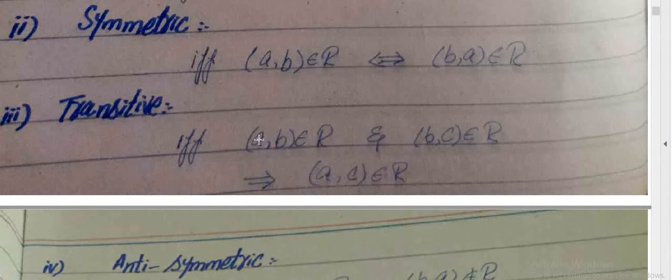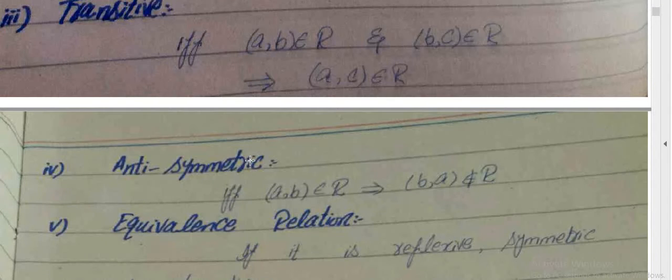If we have, let's suppose, the pair (1, 2) belonging to R and the pair (2, 3) belonging to R, then (1, 3) should also belong to R for the relation to be transitive. Then we call this relation transitive; otherwise we say that this relation R is not transitive.